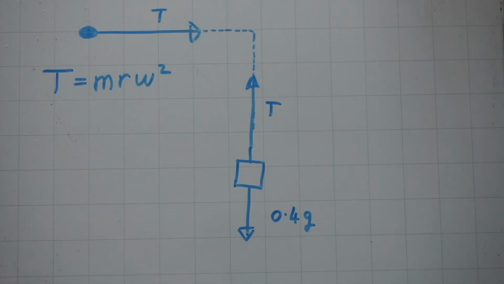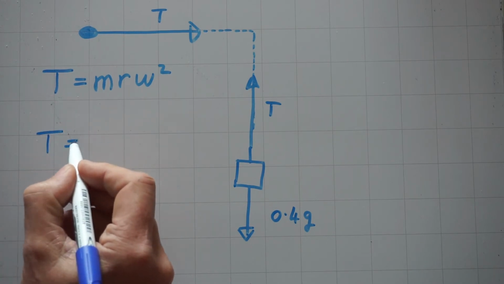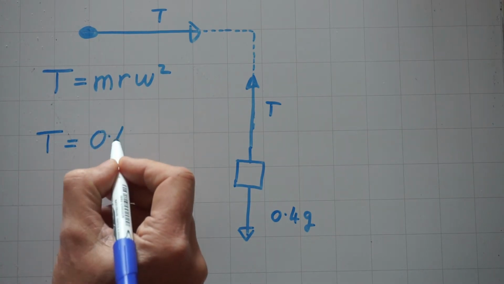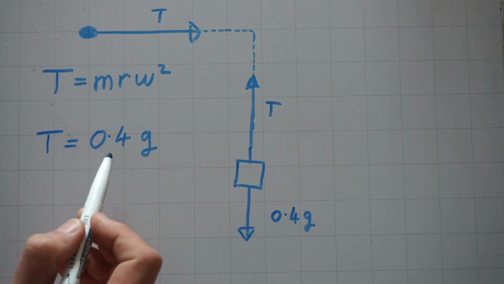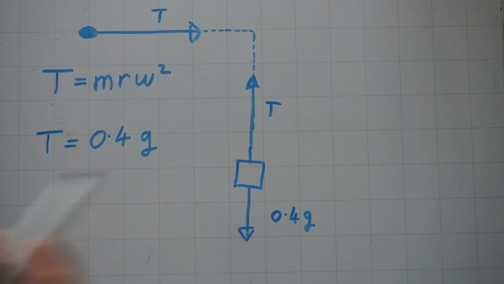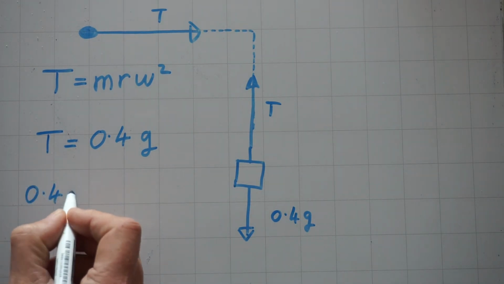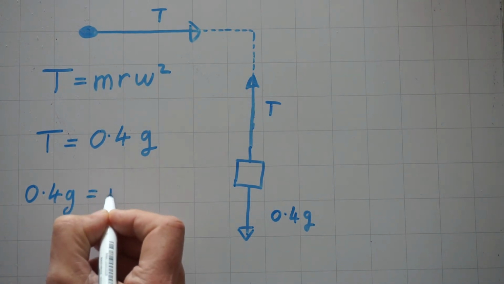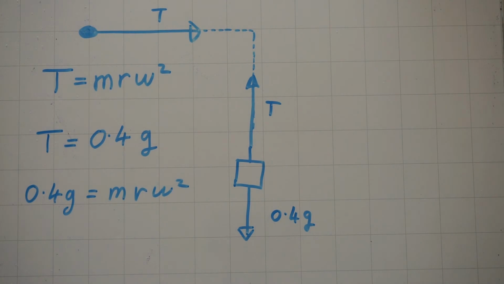Looking at the heavier mass, we can see that T, because this mass remains at rest, must be equal to 0.4 g. That's the 400 grams that we use for the mass. So 0.4 g will be equal to m r omega squared.